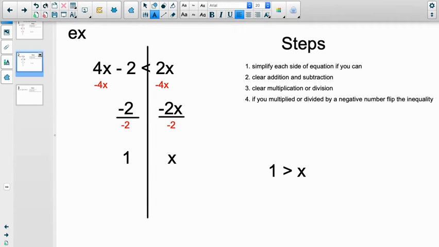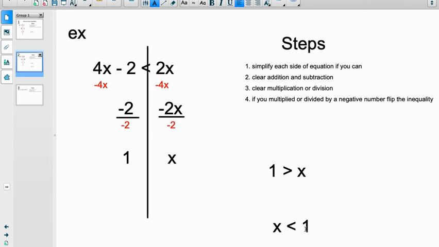You could also write this as 1 is greater than x, with x on the right side. These two are saying the exact same thing.